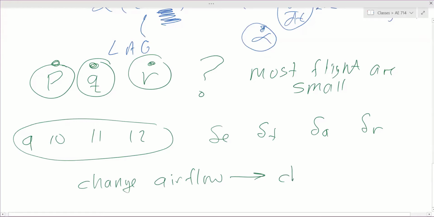And so that's going to change the aerodynamic forces and moments. So that's why they're included. I need an E, don't I?